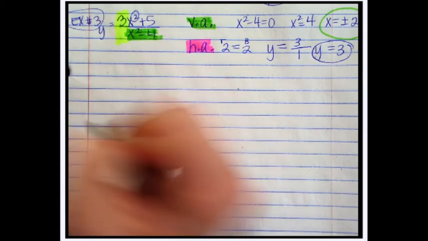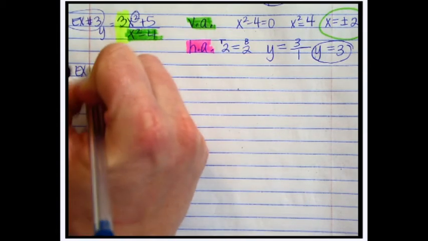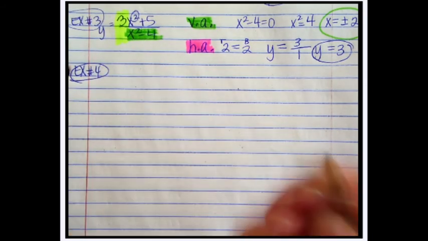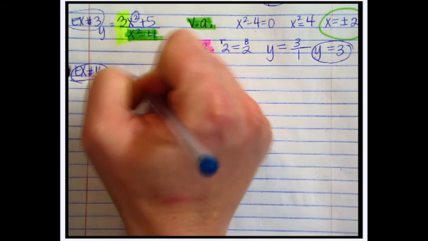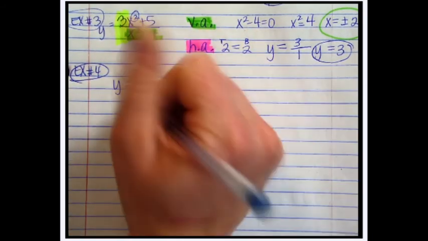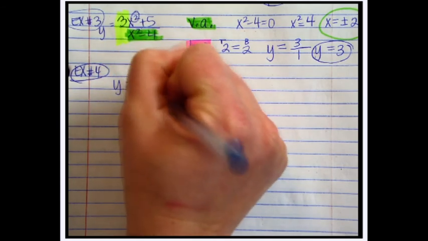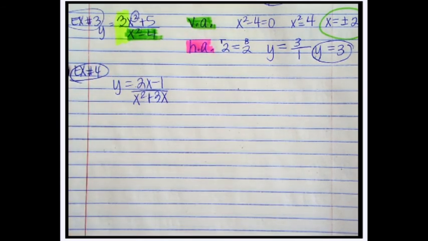Okay, so let's try another one. So here we go. We have 2x minus 1 over x squared plus 3x. Okay. So y is equal to 2x minus 1 over x squared plus 3x. Y'all are going to have to let me know if this writing is big enough, if I need to zoom in more. We'll try to get the kinks worked out as we go.